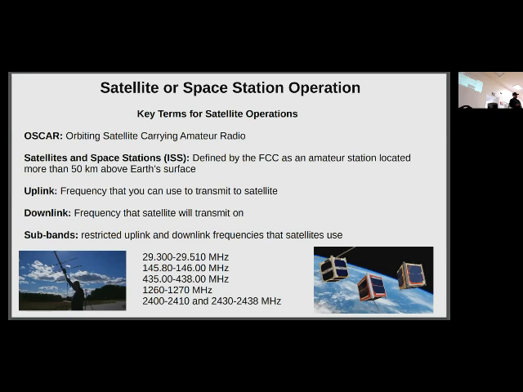So, does it make sense? Okay, yeah. That's what we call a band plan. So an Oscar, that's just an orbiting satellite carrying amateur radio. It's not a guy in a trash can that's grumpy.